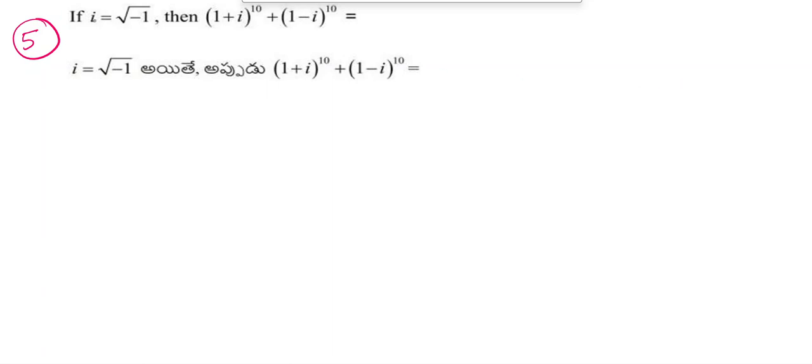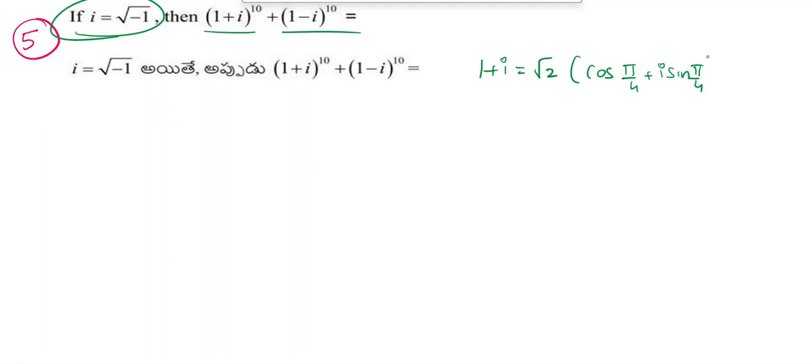This is the fifth question from complex numbers. Here i value is given as root over minus 1, then (1 plus i) whole power 10 plus (1 minus i) whole power 10 is equal to dash. So we know that 1 plus i value is equal to root 2 into (cos pi by 4 plus i sin pi by 4). This is the formula. Similarly 1 minus i is equal to root 2 into (cos pi by 4 minus i sin pi by 4).